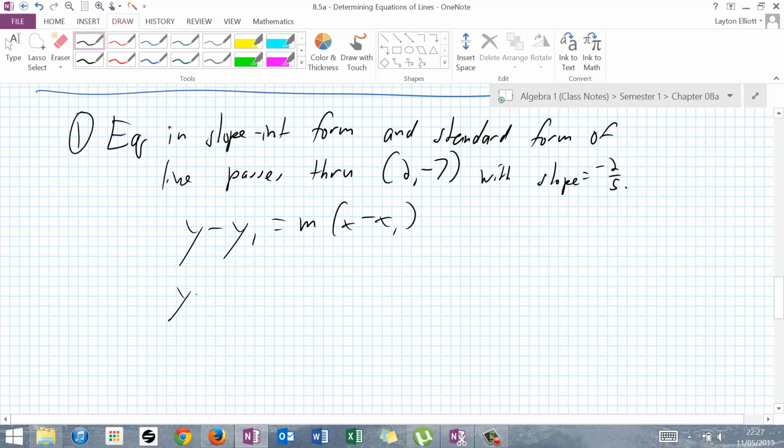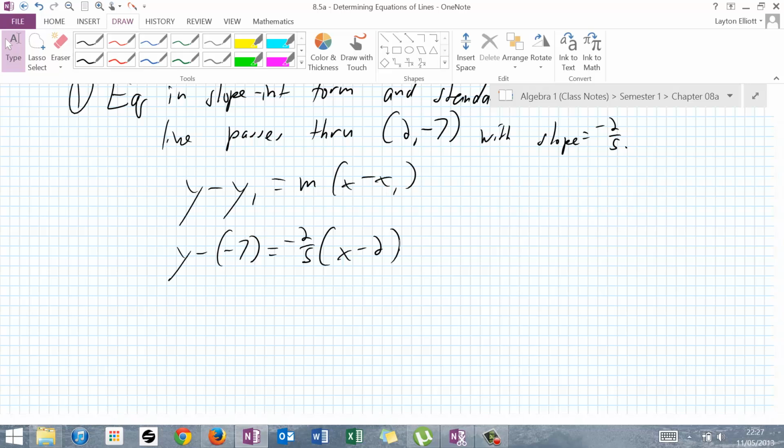And I get y minus -7 equals -2/5 x minus 2. Okay, just carefully substituting all that stuff in. So now if I simplify the left side, again I have a y plus 7. And on the right side I've got -2/5 x and plus 4/5.